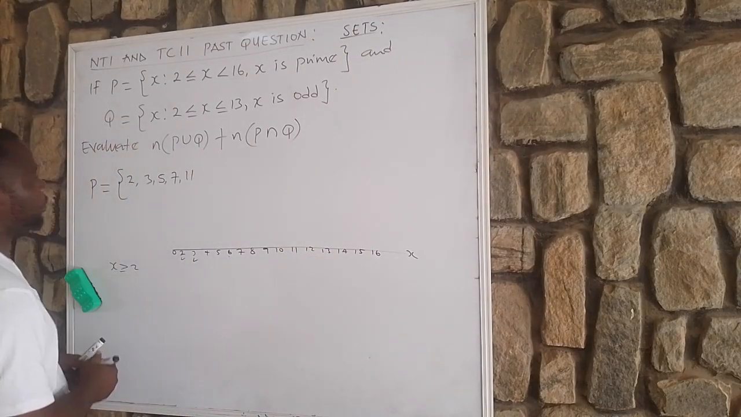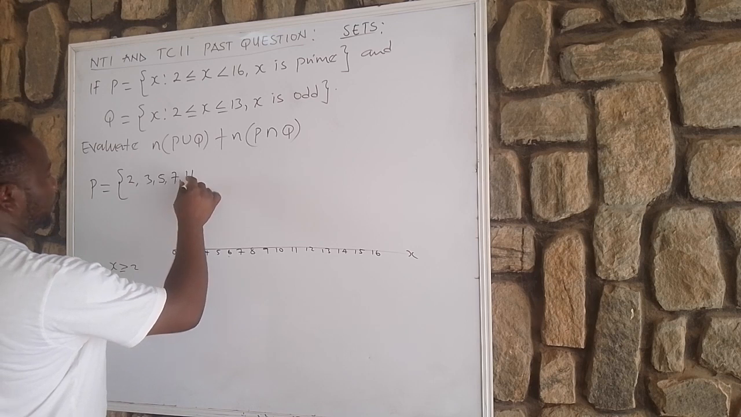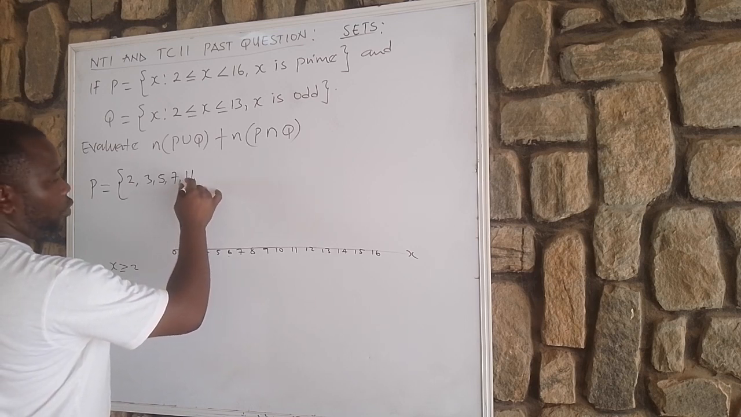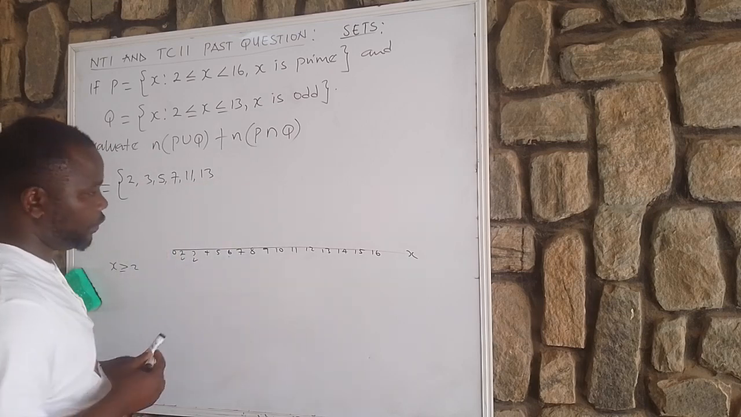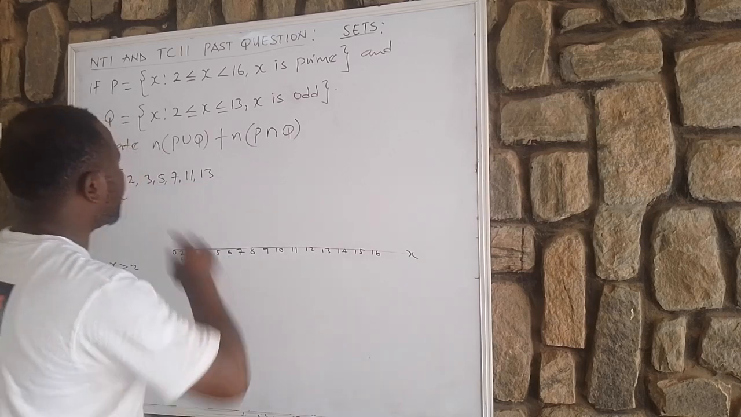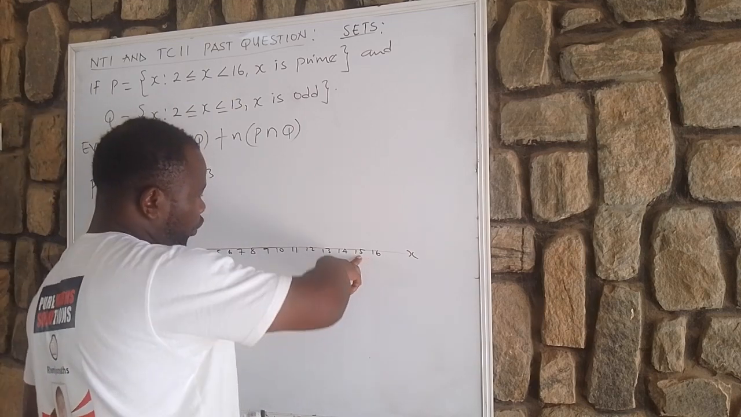13 can divide itself and 1. It cannot divide any other thing. True or false? Yeah. But note that x is less than 16, so we must stop here.